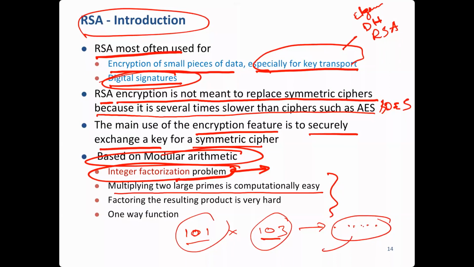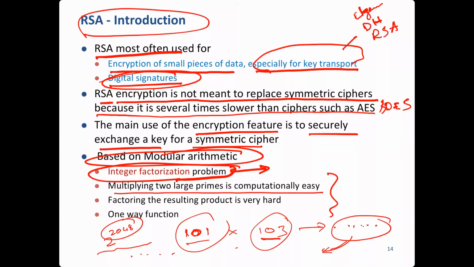Because there may be many such factors. If these numbers are very large, now we are talking only about 101, but this number could be as large as 2048 bits in this range. If this is one prime number and there is another prime number of the same size, then how difficult is it to find out the factors?